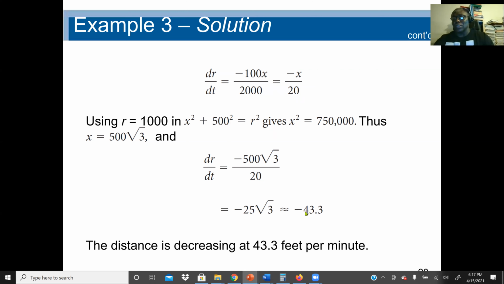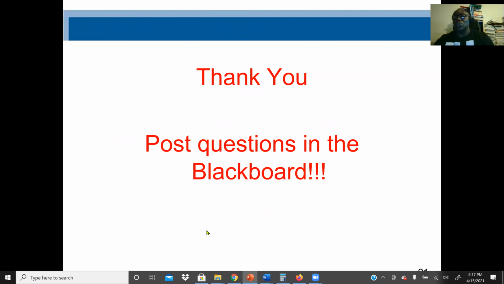This means, again, the distance is decreasing. The distance is decreasing at 43.3 feet per minute. So that will be the conclusion for these lectures.